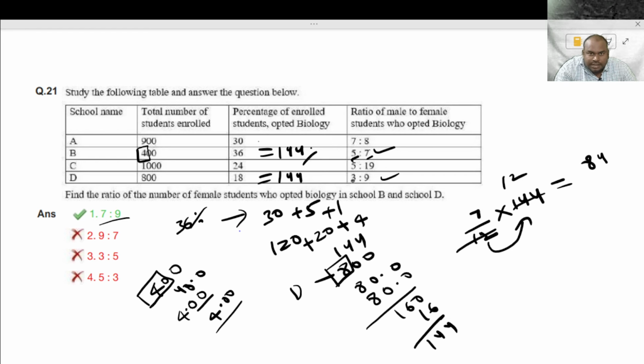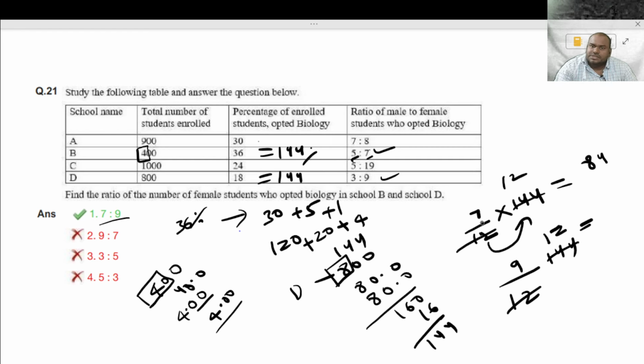Next, 9 plus 3 is 12. 12 parts is 144. 3 parts, no, not 3 parts, 9 parts, because we need female. If you ask for male, then you take 3 parts. What is 9 parts? So 12 into 9, you don't need to multiply here.